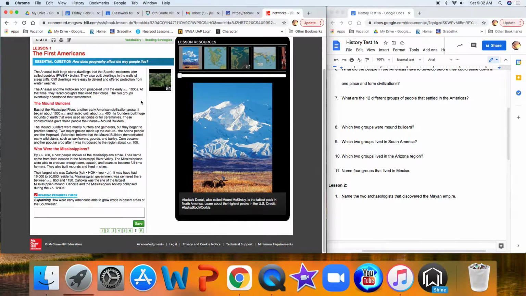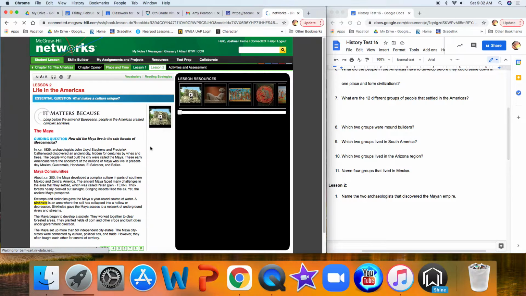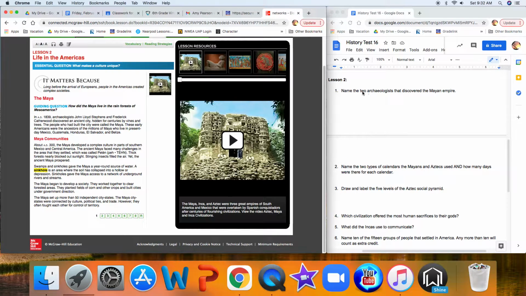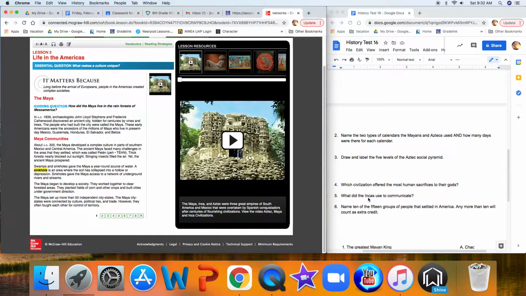Lesson 2 is kind of the same thing. It's going to cruise in order for you guys as we go through this. And then you can see the numbers again. You need the 2 archaeologists that are mentioned there at the beginning. You need the 2 types of calendars that they used and how many days there were on each calendar. Then we have that social pyramid that we used. They had the arrows when we did it on our notes, guys. You could just draw a triangle and write level 1, level 2, level 3, level 4, level 5. You can just use the numbers 1, 2, 3, 4, 5 so that I know that you know these people are on the top and it works its way down.